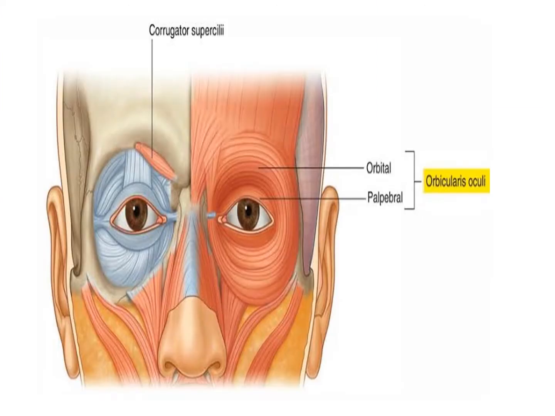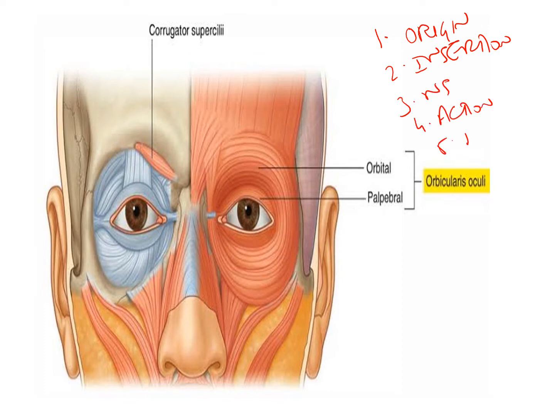So this Orbicularis Oculi muscle. If this question is asked, you will be writing the answer under the following headings: the origin, the insertion, then we have the nerve supply, the action and the applied aspect. So here, the muscle you are seeing is the Orbicularis Oculi.